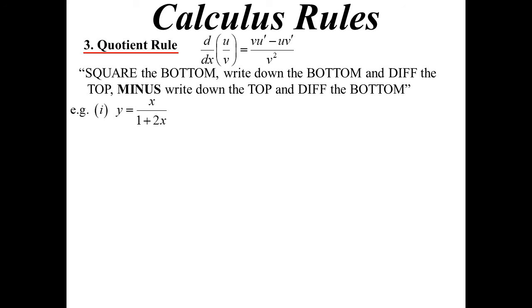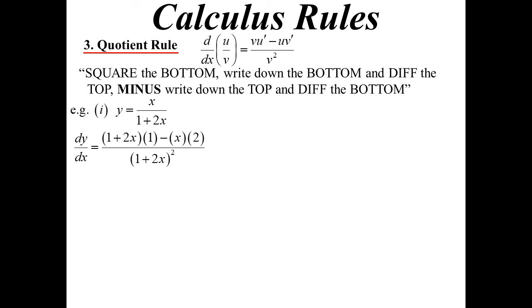x over 1 plus 2x. Again, you do it as you say it, or you say it as you do it, whichever you prefer. Square the bottom. So that just simply means whatever the denominator is, whack some parentheses around it, squared. Done. Then write down the bottom. So now we go to the numerator, and the first thing we do is write down the bottom. So the thing you just squared, write it down. Diff the top. Well, the top is x, that is 1.